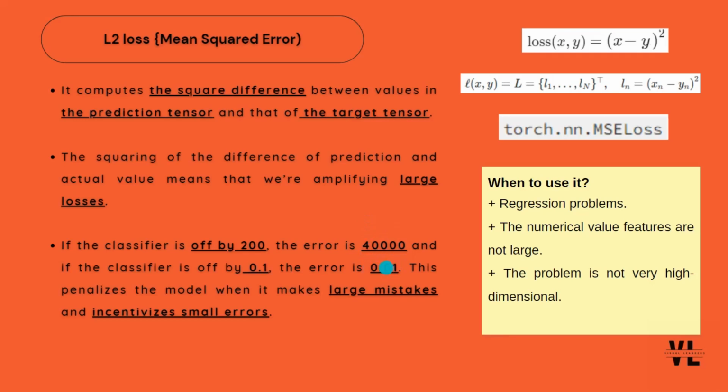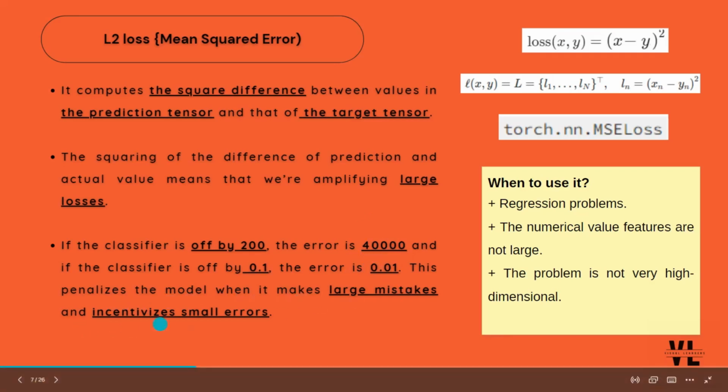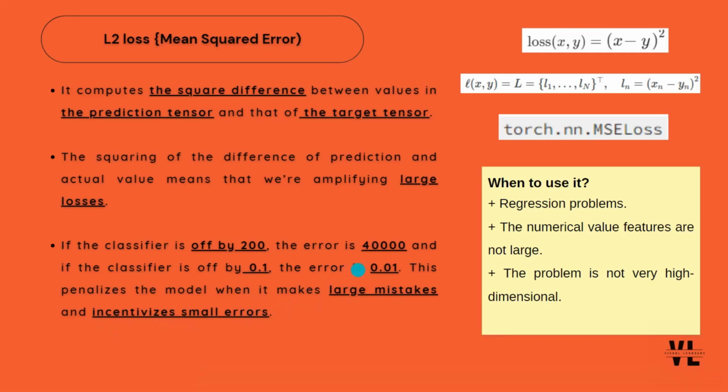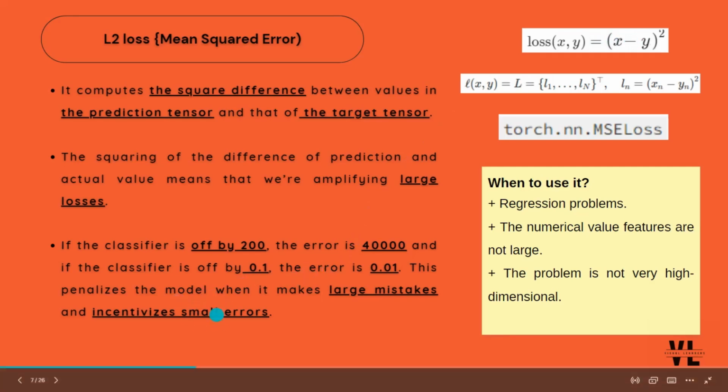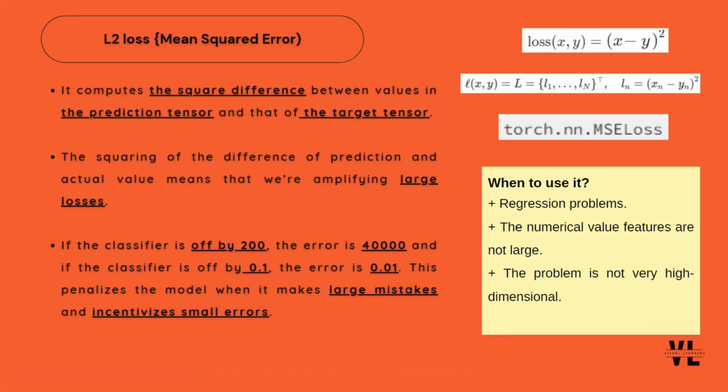So this penalizes the model when it makes large mistakes and incentivizes small errors. We want to incentivize this kind of loss because we want our predicted output to be as close as possible to our target. We want to incentivize small errors, but we want to penalize large errors like 40,000.